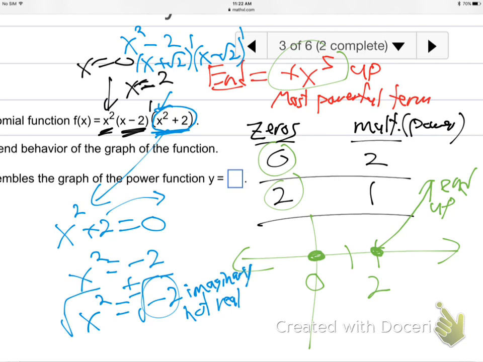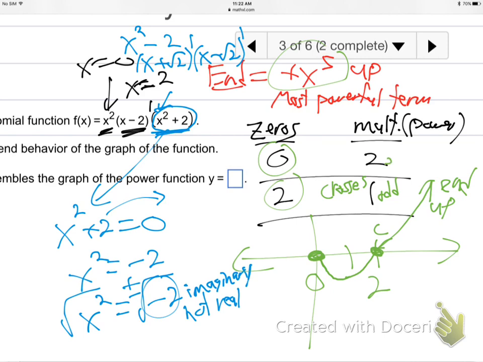Trace it back. Now at the 2, is it going to bounce or is it going to pass through? 2 has a 1 multiplicity, which is odd. So what's it going to do at an odd power? Pass through. What do they say? They say crosses. It's going to cross through. I'll put a C for crosses through. And then it's going to come up here. We know it's going to hit here at 0. And then when it hits the 0, is it going to bounce or is it going to pass through that one?